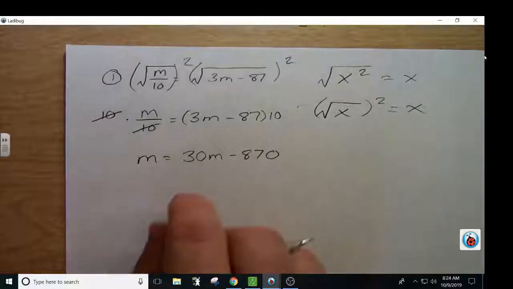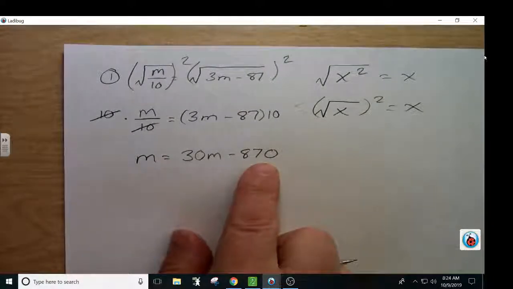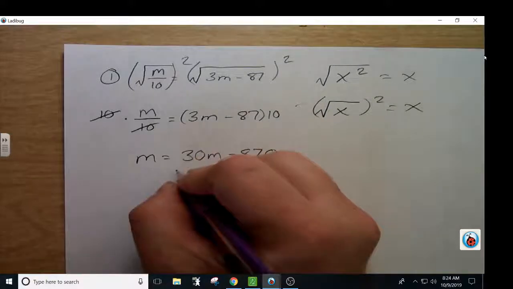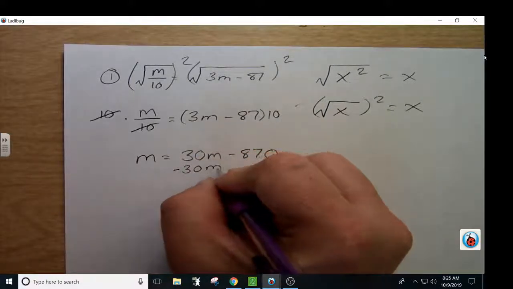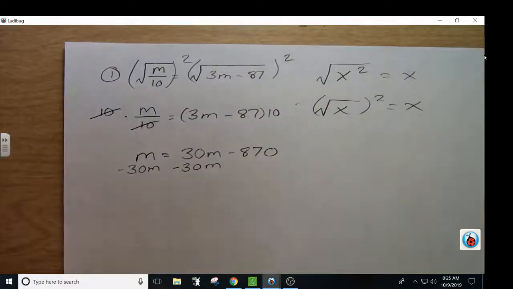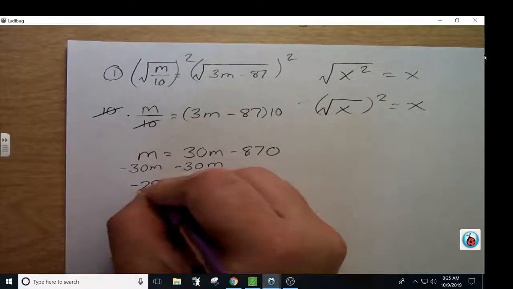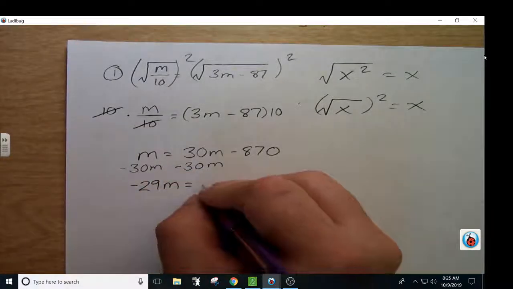Okay, now, I need to get my m's on one side, and I need to get this constant by itself. So to do that, I'm going to subtract 30m. All right? Notice, guys, we started with inverse operations. A lot of inverse operations here. You're probably going to use about every one up to this point. All right? Now, that gives me negative 29m equals negative 870.